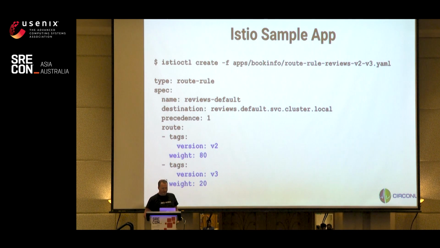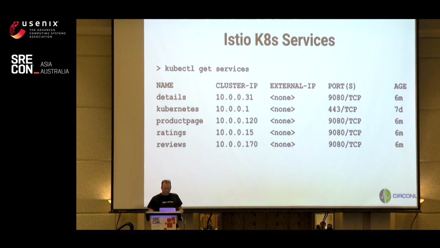So we can also apply YAML-based rules at runtime if we want to do something like a canary deployment. This snippet from a file tells Istio to send 80% of the traffic to version 2 and 20% to version 3. So that can be very useful. And you're essentially testing in production, but sometimes you need to do that for new services.